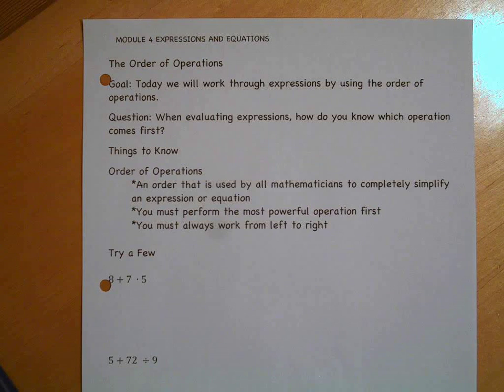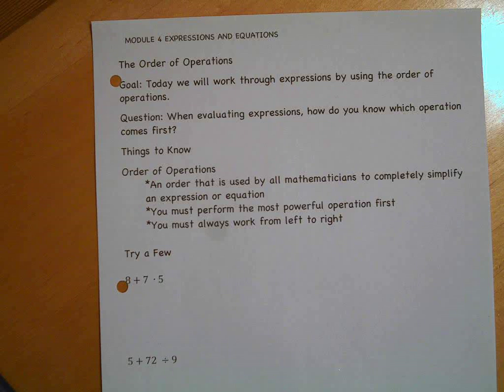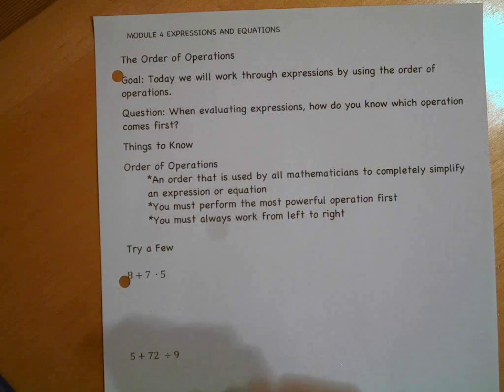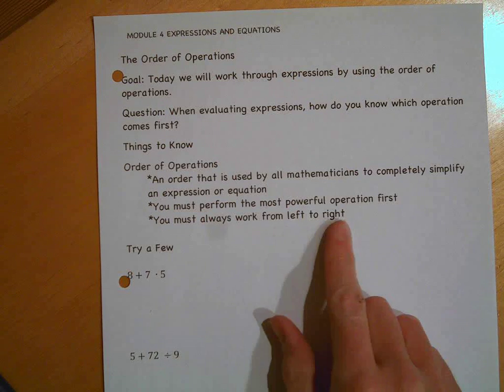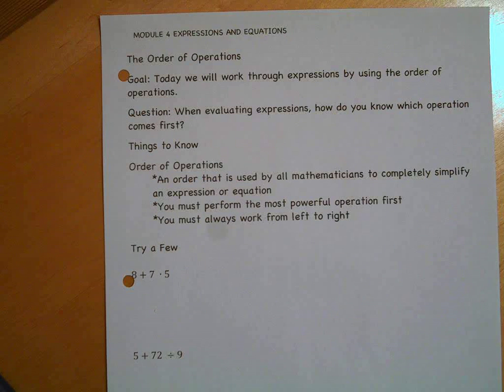All right, so I would like you to try a few. This first one that we see is we have 8 plus 7 times 5. So for me, the most powerful operation, and I'm telling you this because this is the understood rule that all people who follow order of operations do, is that you multiply and divide before you add or subtract. So already my brain is saying, oh, there's multiplication in here, so we have to multiply first, and then we will add or subtract. The second rule that you have to follow is that you always work from left to right. So we start on the left and we move to the right. That is what order of operations is.